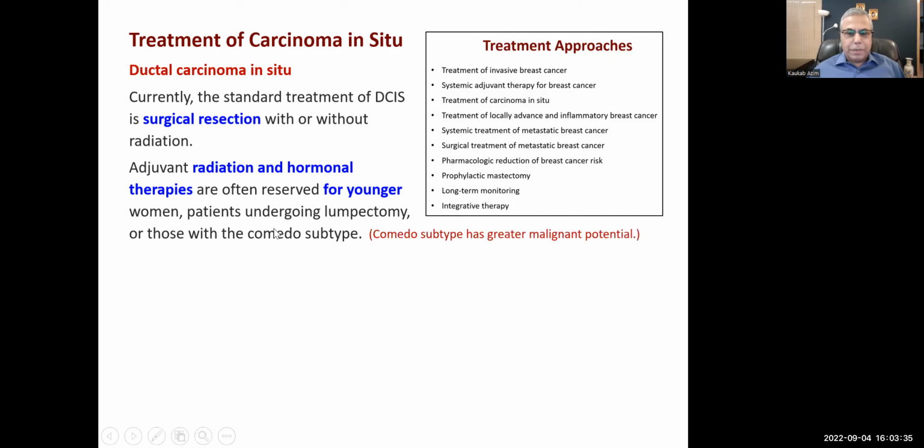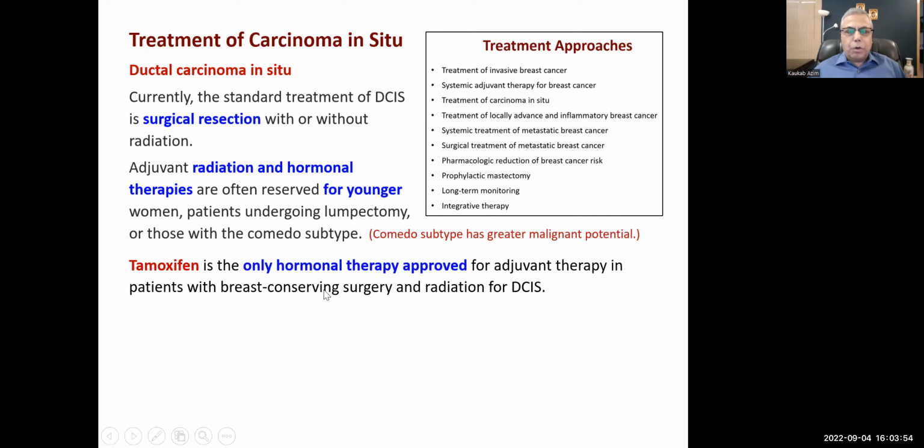Okay, I think I've written it over here. So it has got greater malignant potential. So, you know, we do surgery, or before surgery, we can give radiation or hormonal therapy to try to eradicate the cancer cells, right?